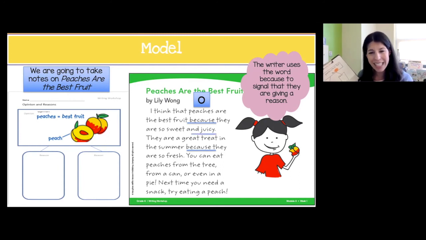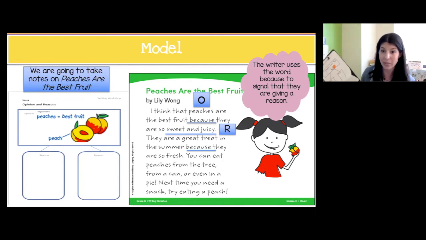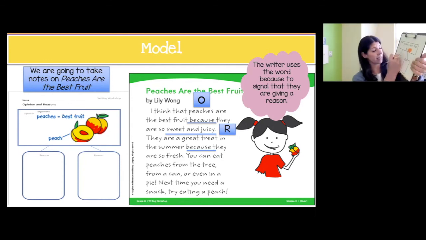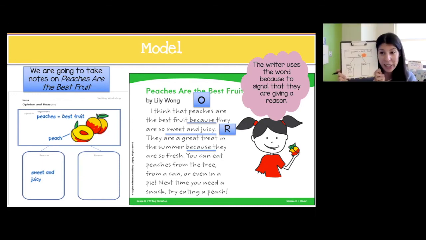You know, right here in the beginning, it says because they are so sweet and juicy. I think that this is the writer's reason. Sweet and juicy. That's why they think that peaches are the best. That's why Lily Wong thinks that peaches are the best. So in this box, I'm going to write sweet and juicy because that was one of the reasons that she gave. Sweet and juicy. There we go. We've already got our opinion and one reason.